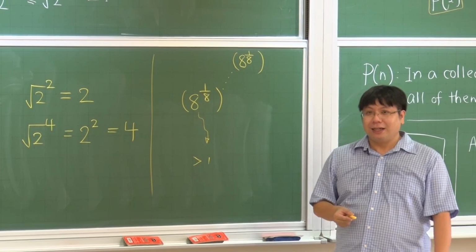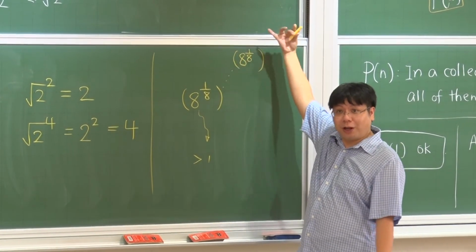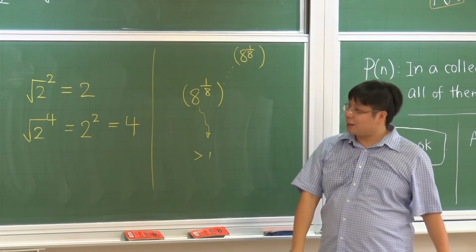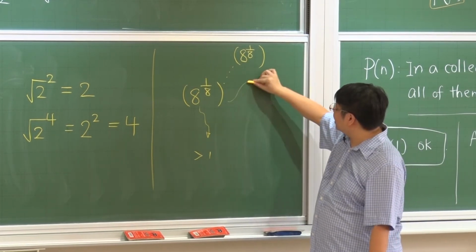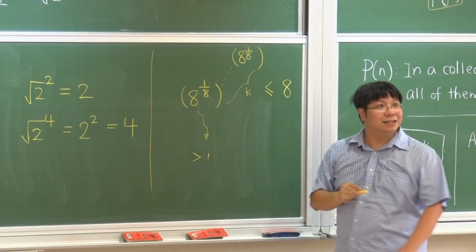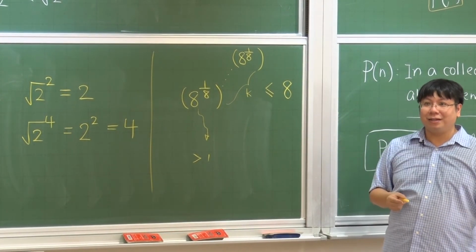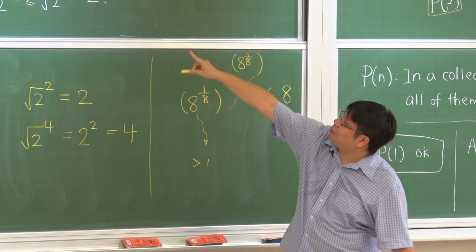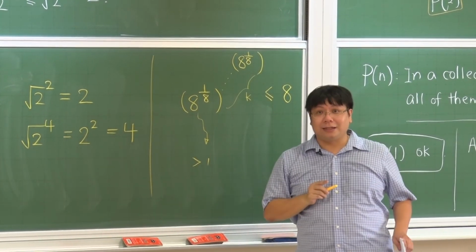Okay? So we can show that if you have more and more terms, the number becomes larger and larger. And then we can also show that for any k, this number is less than or equal to 8. Well, you can do that. It's because you can do the above. It's less than or equal to 8.